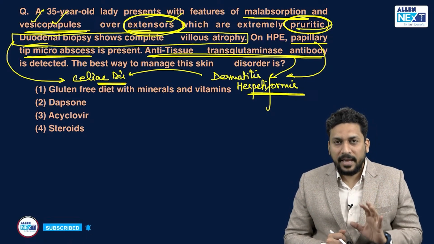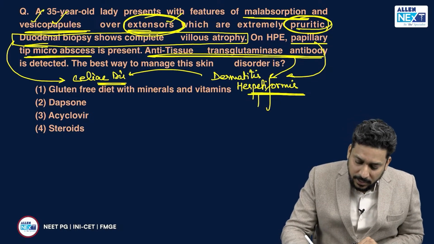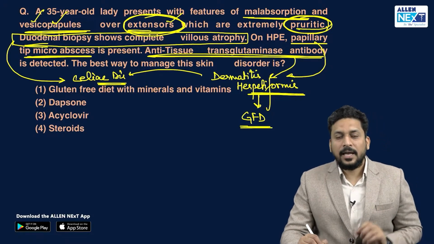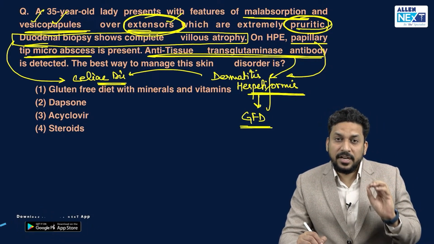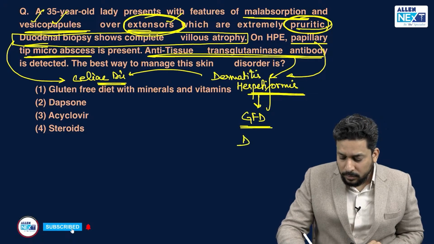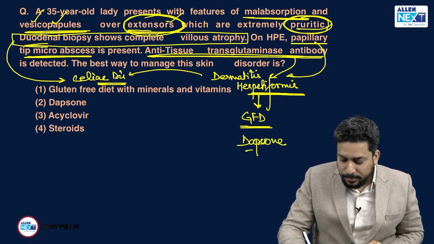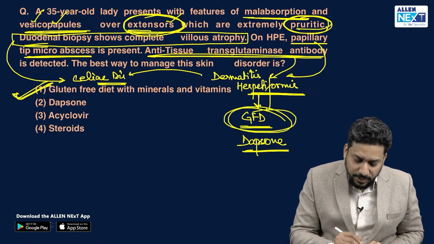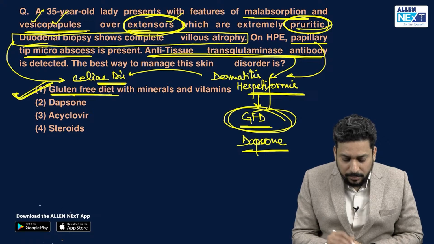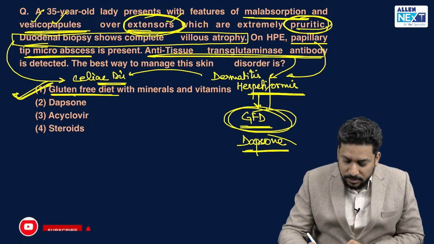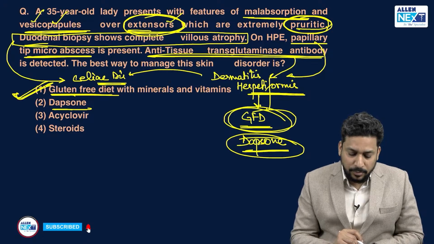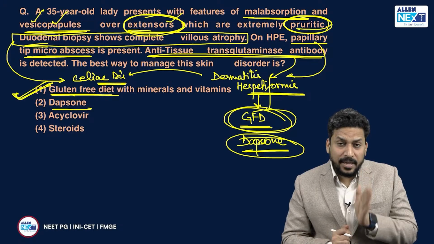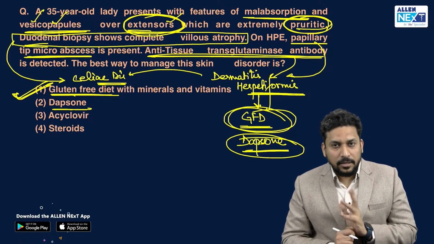What is the best way to manage? Because there is gluten hypersensitivity, the best way is to give a gluten-free diet. So this is suggested as the most important treatment of choice. But if they want to ask about the drug, then dapsone is the drug of choice. So that's why here the answer becomes gluten-free diet. This is the best treatment. But if they ask you the best drug, then the answer will become dapsone. Generally we give both of them together. But if they are asking the best, then the treatment of choice will be gluten-free diet.